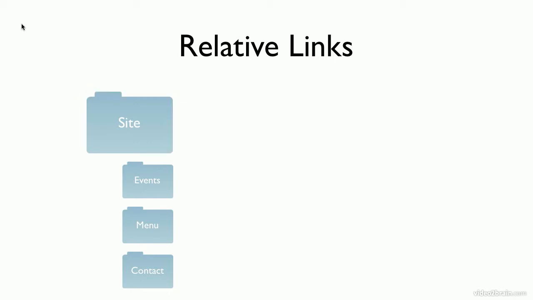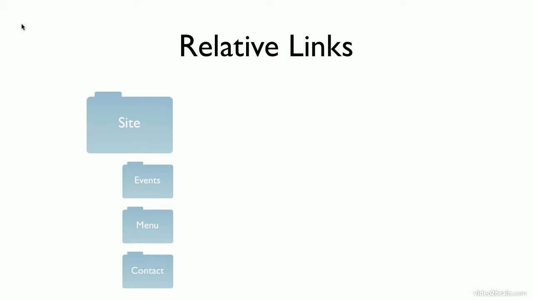Let's take a look at another example. If I have an events folder, that's a subfolder in the site, and there's a file in there called index.html. If I wanted to navigate to that folder and that file from the main site folder, I would do it with a relative URL that looks like this. I would put a forward slash to start at the root of the site, then events to go into the events folder, and then index.html to locate that file within that folder.